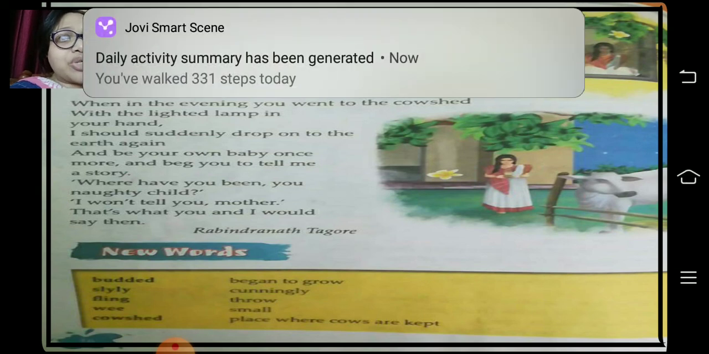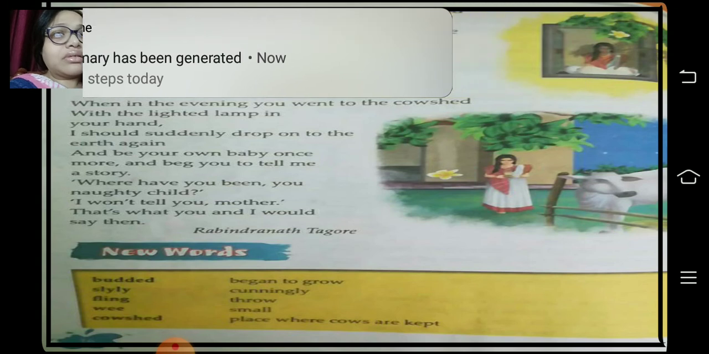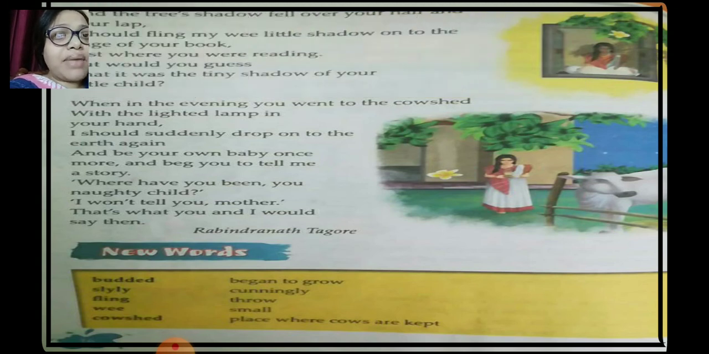And so, what will happen? He will become his own baby. I want to tell you, mother, where have you been? You naughty child, I won't tell you, mother. That's what you and I would say then. So the little boy is telling that even after repeatedly being asked where he has been throughout the day, he won't reply to his mother and will stay silent regarding his changing into a flower.